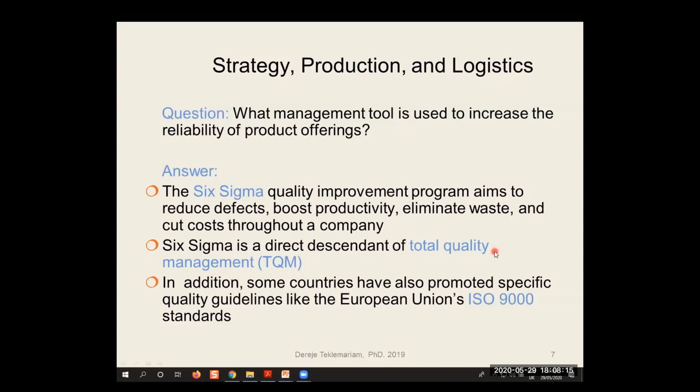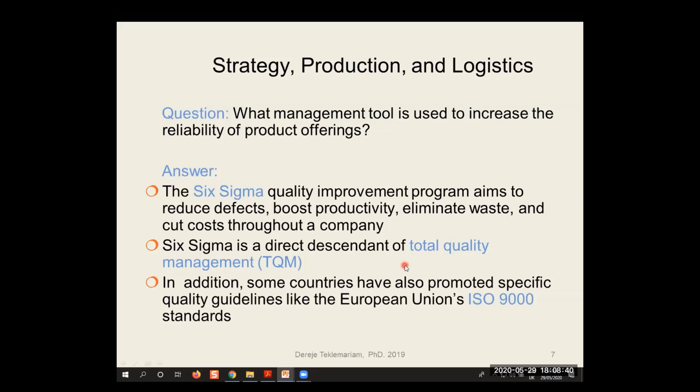TQM, the total quality management issue, is a relatively older concept compared to Six Sigma. So application of total quality management, and even application of Six Sigma across the production and supply chain management systems, can help companies to really ensure what? Really ensure reliability of product offerings.